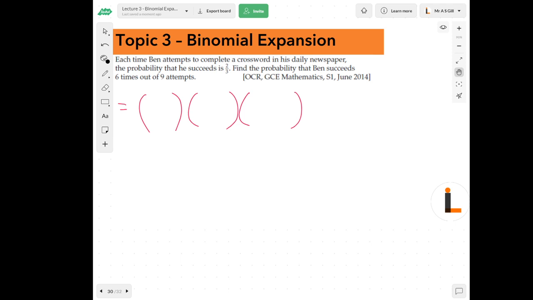Okay, so again, set up your working as we need to. So we've got the 3 parts to it: the number of different attempts, probability of success, probability of failure.